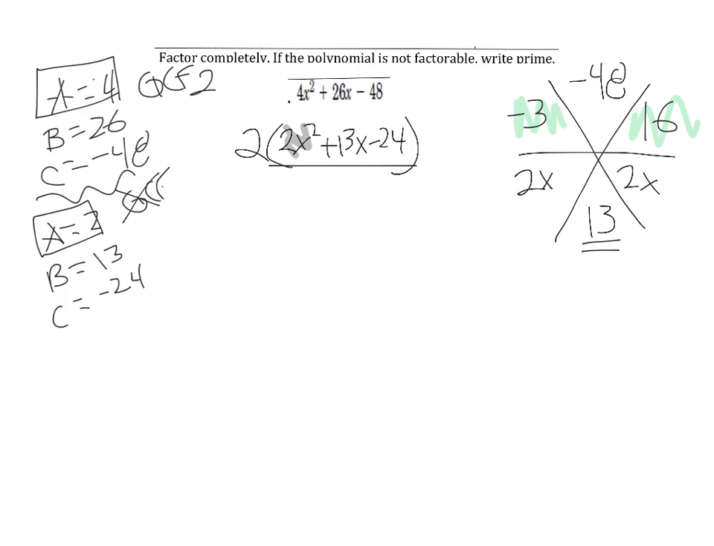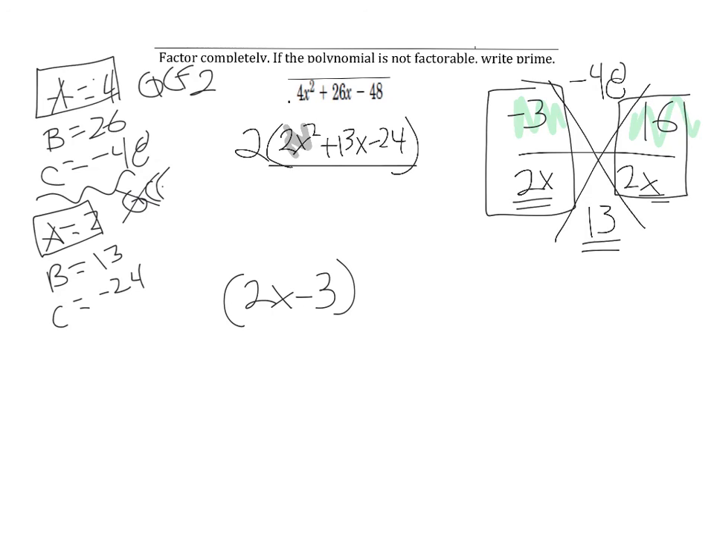Alright, now I'm going to use the 2x like a fraction and see if I can reduce. I look here, and negative 3 and 2 can't be reduced, so that's going to be my first binomial. Notice I put the 2x first. Now I'm going to look over here, and 16 and 2, yes, I can reduce both of them by 2, so that gives me 8 over x. So it'll give me my second binomial, x plus 8.